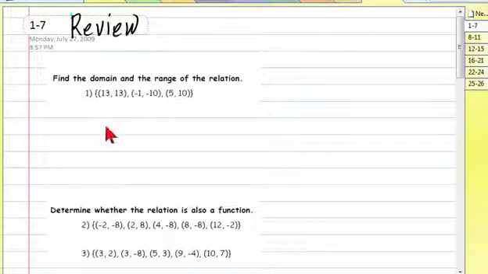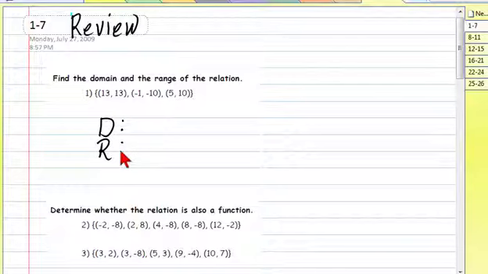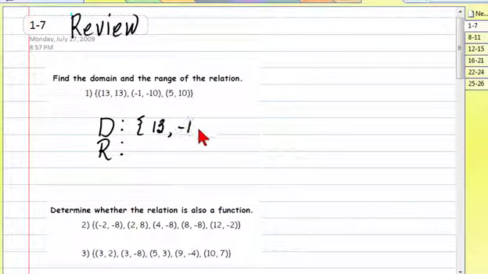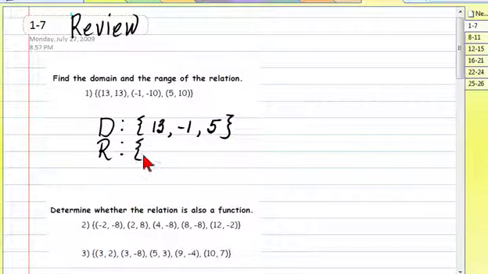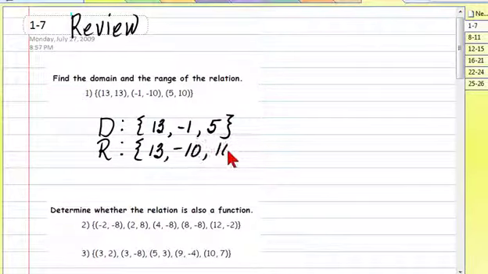Okay, so for this one, there are two parts to the answer. There's the domain and the range. How do I get the domain? It's the set of x's. So it is the set 13, -1, 5. The range is the set of y's. So it will be 13, -10, 10. And that's all there is to it.